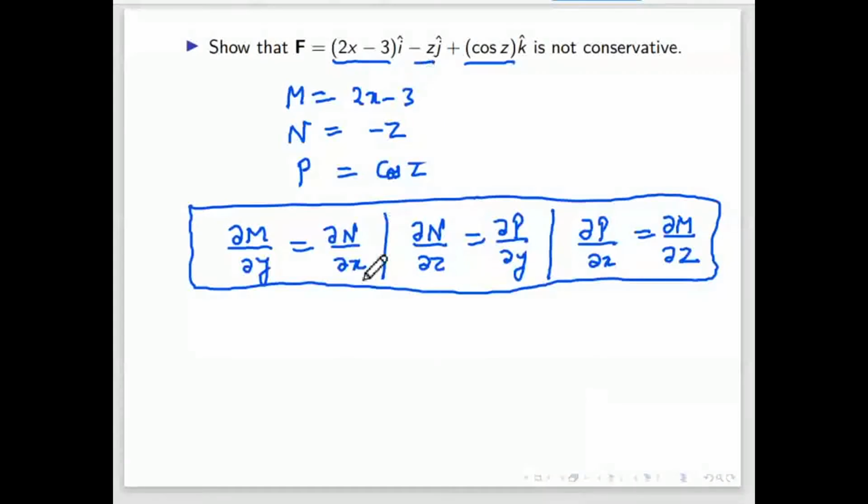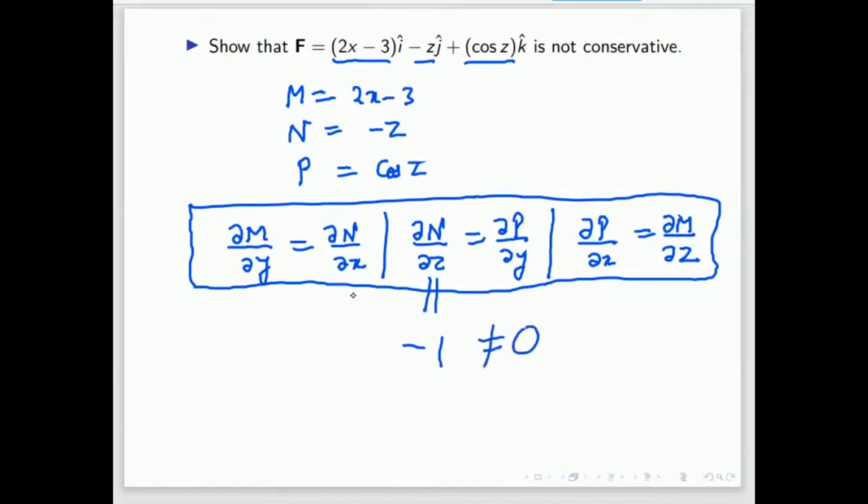So is this conservative or not? No, sir. So which condition is not satisfied? First, del M by del y will give 0 and del N by del x will also give 0. So the first is satisfied. This is the partial derivative of N with respect to x, and this is the partial derivative of M with respect to y. It is giving 0, so it is satisfied. Second condition: del N by del z will give minus 1 and this one will give 0, which is not equal. So this field is not conservative.